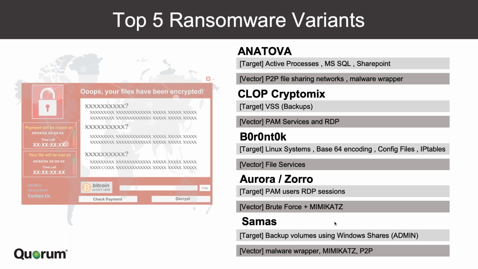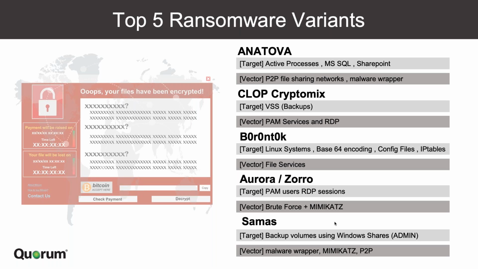What's the target? Well, it's active processes on Windows machines. It's SQL Server, it's SharePoint. Clop, right? This is one specifically designed to interrupt your insurance policy. VSS is a technology that allows us to capture backup data and do all kinds of great things with that backup data. But Clop specifically crawls the network and searches for your backups, and tries to lock them.